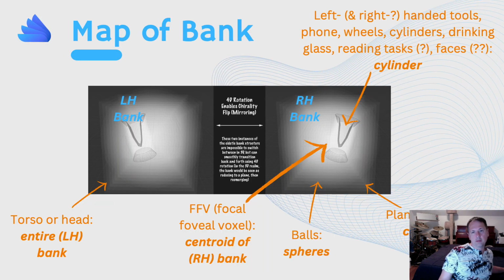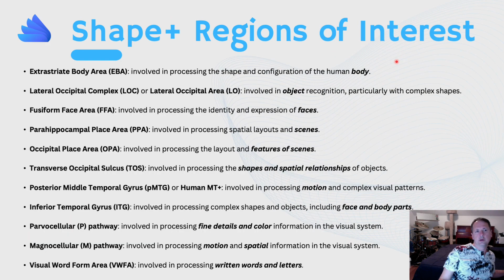This is a proposed map of the bank. We've really already gone over all this stuff, but feel free to pause and look at it if you want to. These are regions of the brain that handle specific shape information. Again, if you're so inclined, pause and check it out.